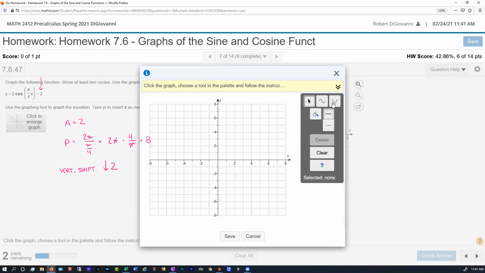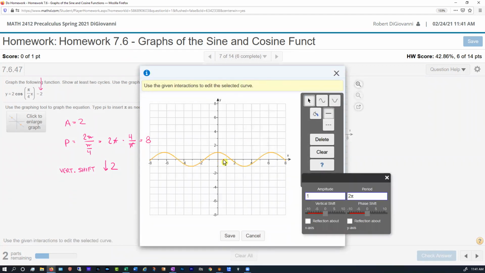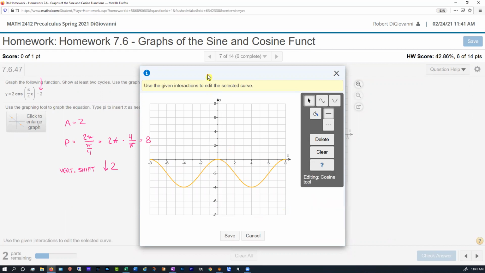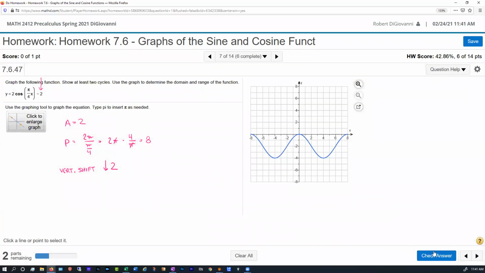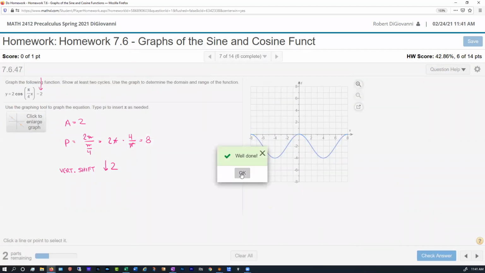So it is a cosine function. Okay. Now the amplitude here is 2. The period is 8. We have a vertical shift. We moved it down 2 right there. And it was not reflected. So that should be it right there. And save that. Check the answer. There we go. We got it.